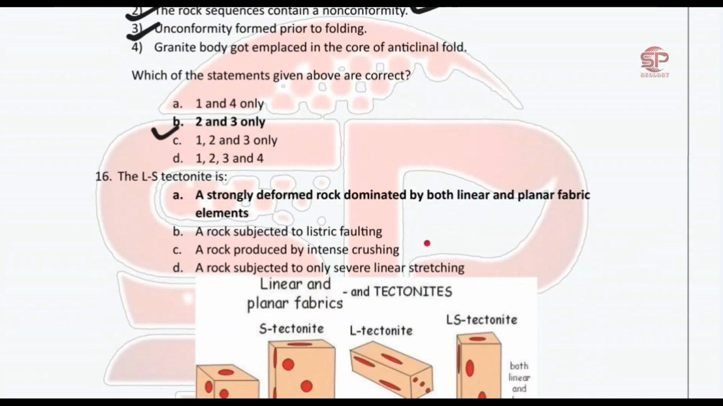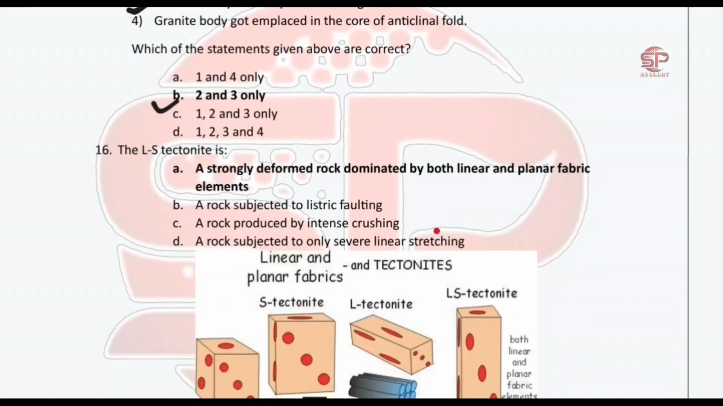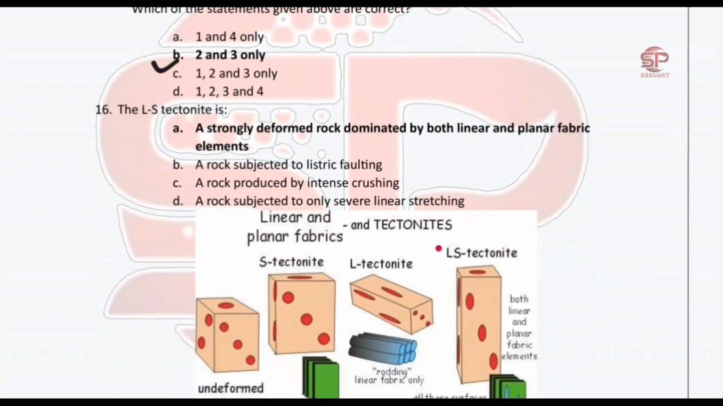When it comes to LS tectonite, it is also a very easy question. L tectonites we use for lineation, S tectonites we use for foliation, that is planar. L tectonite is linear, and if you combine them, that is LS tectonite, which is deformation in both linear and planar fabric elements. So the answer will be A.